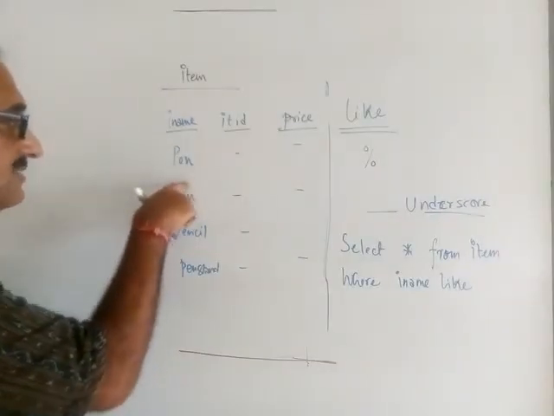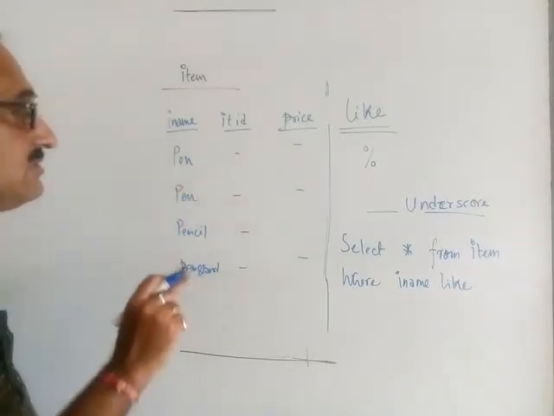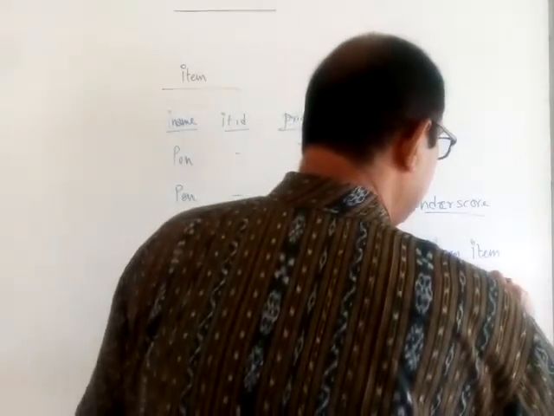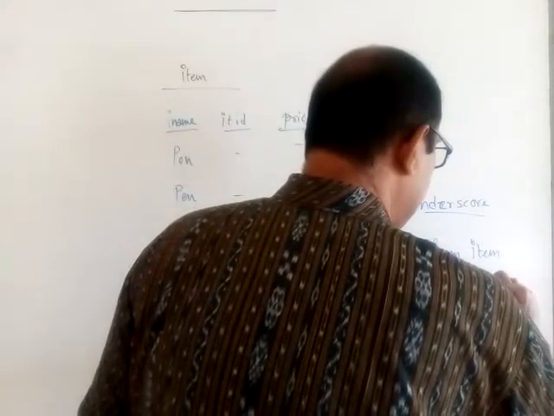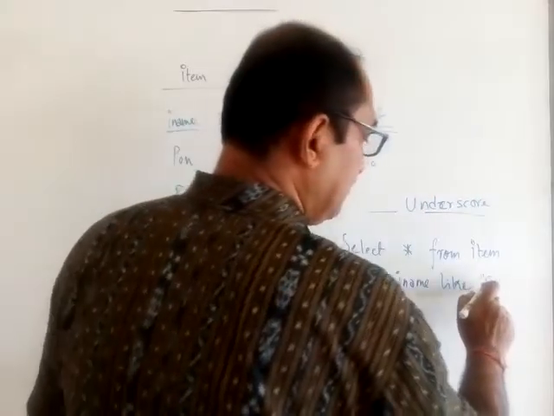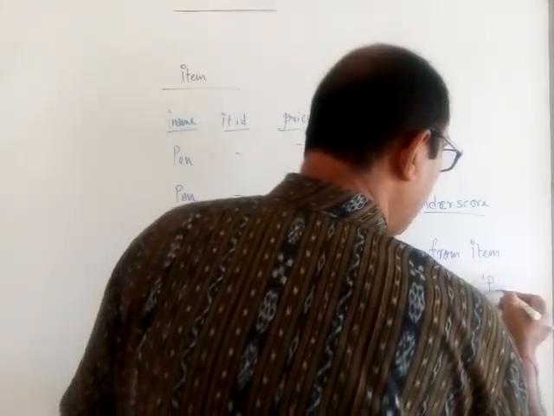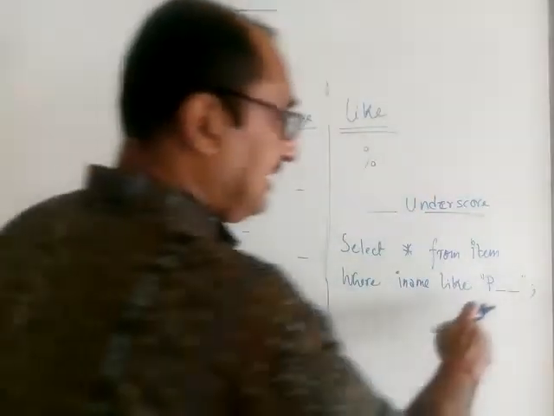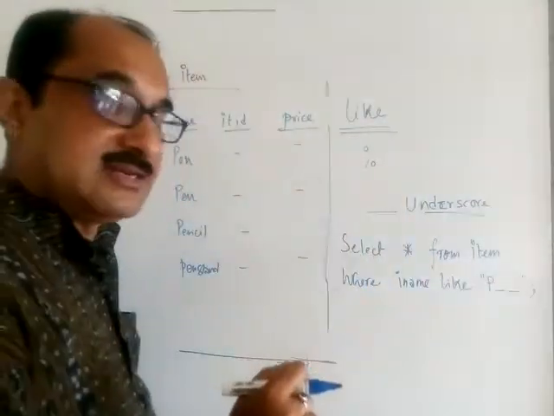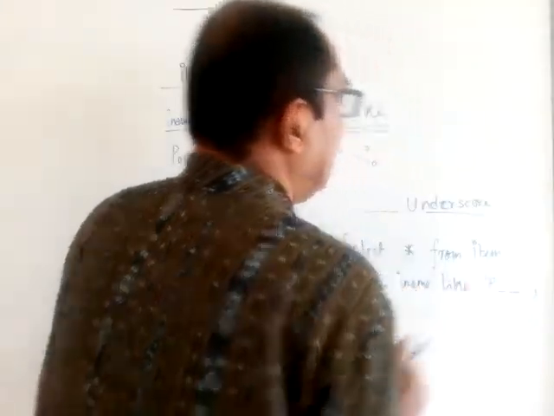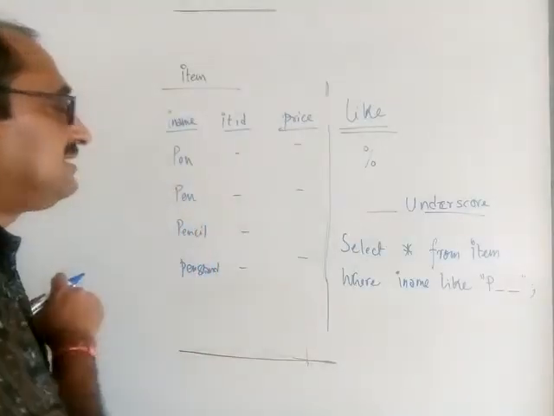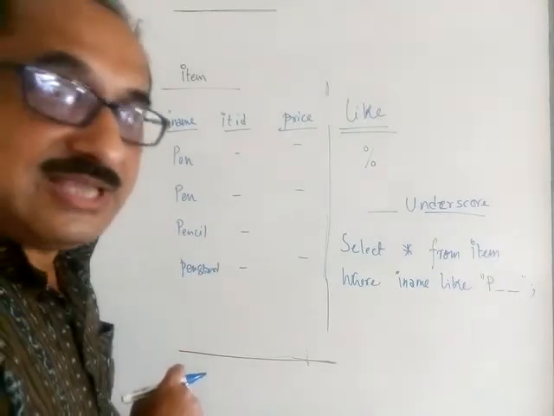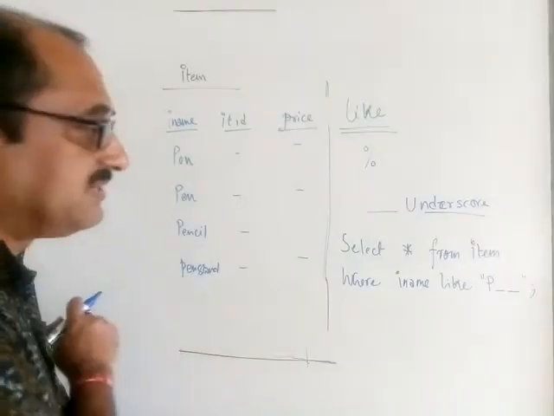I want to take all the pens, that is, all the item names where the item name value is pen. So we can write where I name like, and within double quotation marks write capital P, and then two underscores. Why two underscores? Because these two underscores will represent two characters. So altogether we have three characters. Three characters means we obviously mean pen, not pencil or pen stand, because there are more characters present in those.